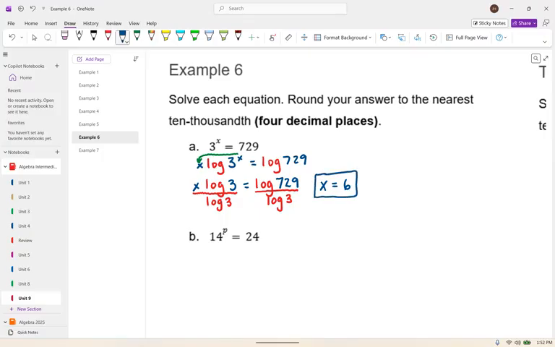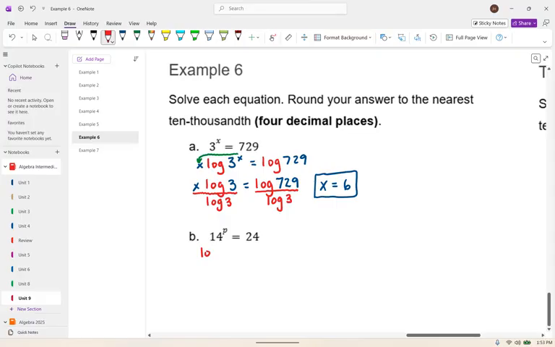So let's look at one that doesn't work out to be a whole number. 14 raised to the p equals 24. And the way I know that 14 raised to the p is 24 is not a whole number is because 14 to the first is 14, and 14 squared is 196. And so somewhere between 1 and 2, that's going to be my value of p.